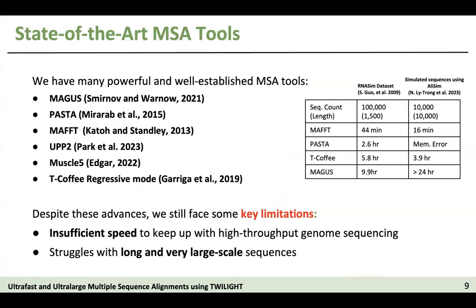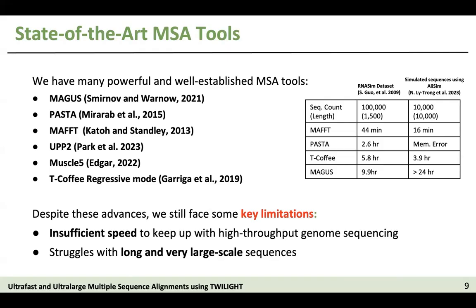We have many powerful MSA tools here, but we still face some key limitations. First, current tools are still too slow to keep up with high throughput genome sequencing. As you can see in the table here, when aligning 100K sequences, although MAFFT is the fastest, it has lower accuracy compared to PASTA or MAGUS. If we aim to achieve high accuracy and use PASTA or MAGUS, we may take hours for just 100K short sequences. And another limitation is that these tools often struggle with very long or very large-scale sequences.